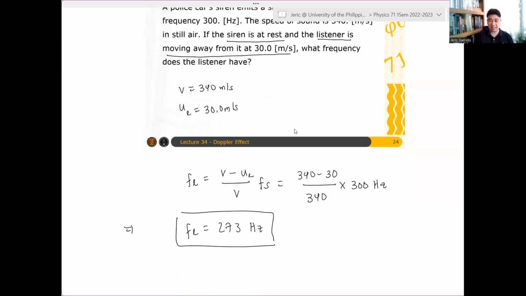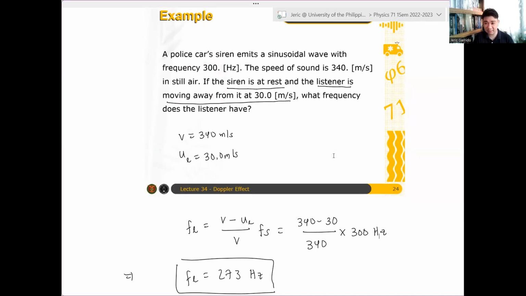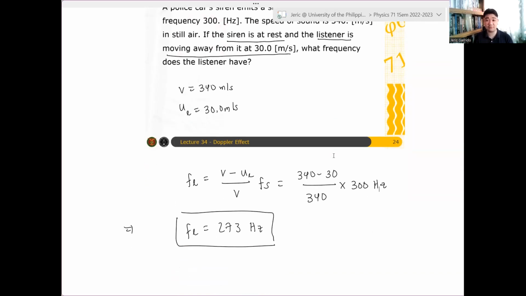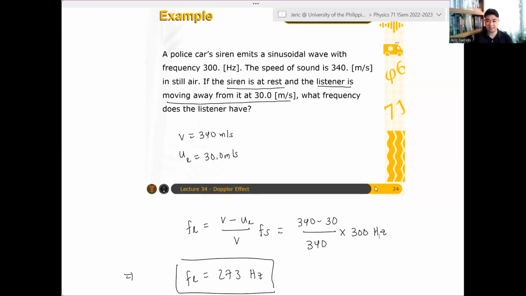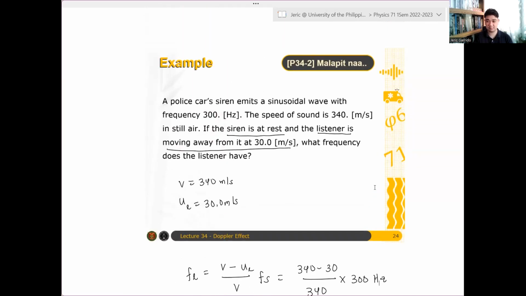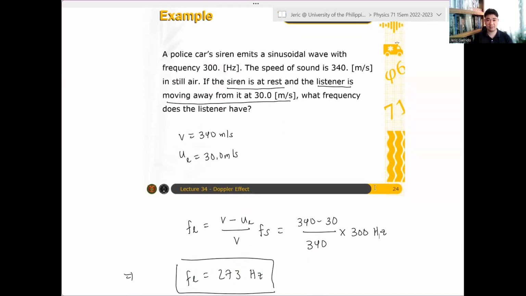Sige. So again, 340 meters per second yung speed ng sound, 30 meters per second yung speed nung listener, and then 300 hertz yung frequency. Okay. Sige. Questions. So, thank you for the correction. May tanong pa ba? Walang tanong? None. Okay, sige.